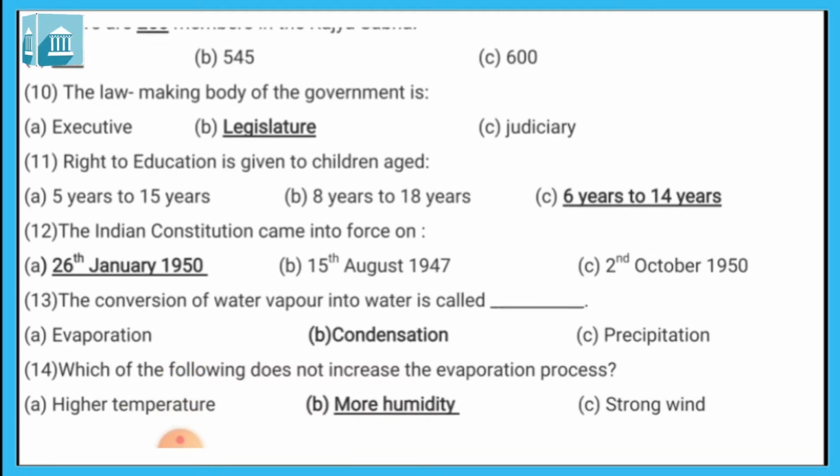11th, right to education is given to children of the age mentioned in our constitution. A, 5 years to 15 years, B, 8 years to 18 years, and C, 6 years to 14 years. So 6 years to 14 years is the age which is given in our constitutional book under the right to education.